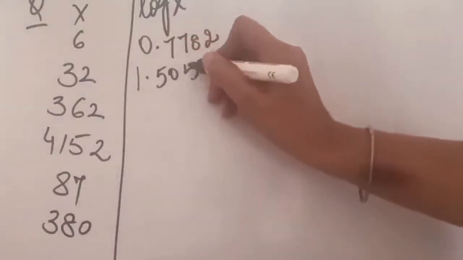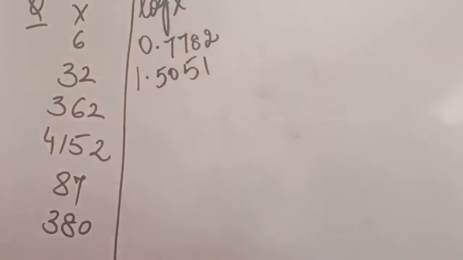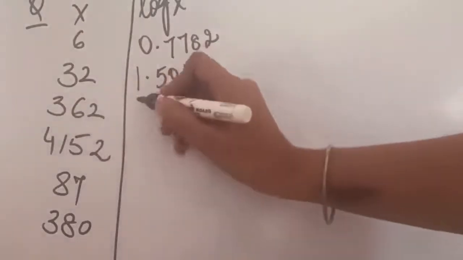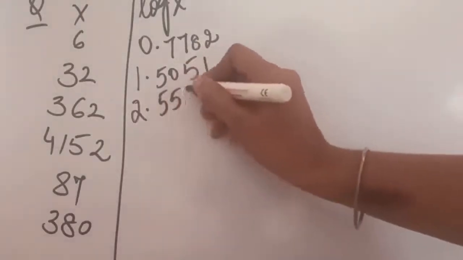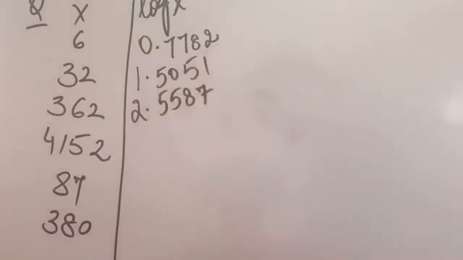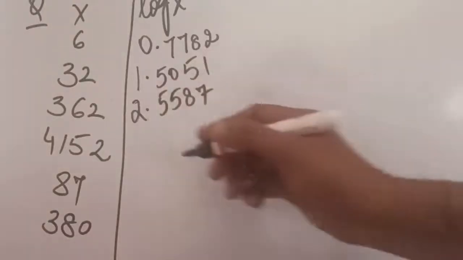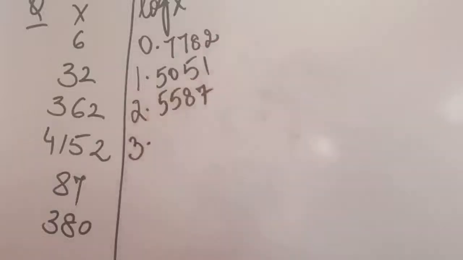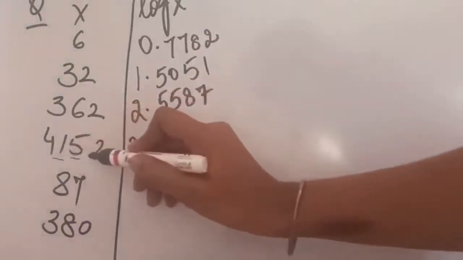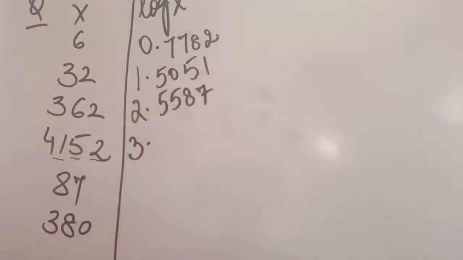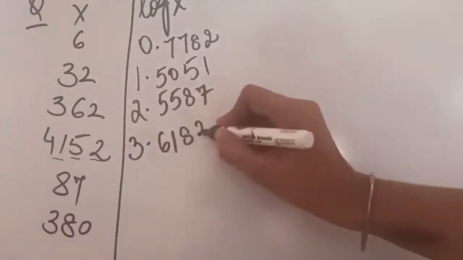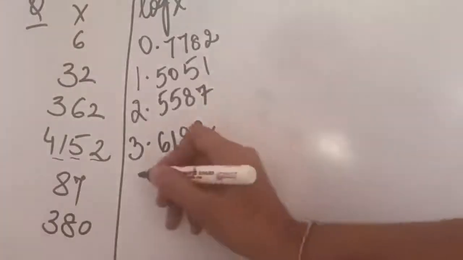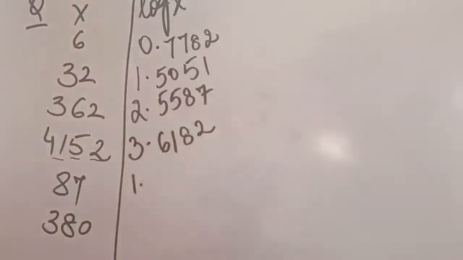The value is 5051. Next, 362: 3 digits are there, so we will deduct 1. So it is 2 point. 36 will be seen under 2, so 5587. Next, 4152: there are 4 digits, so we will deduct 1, 3 point. 41 we will see under 5, then under 2. So when you see the 2 values and then add these 2 values, you will get 3.6182.